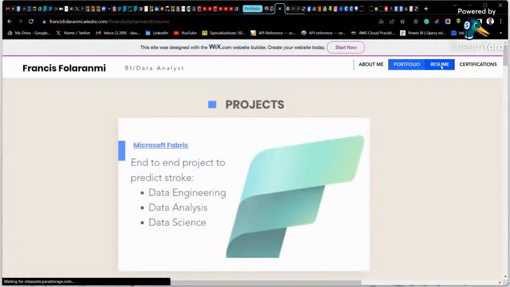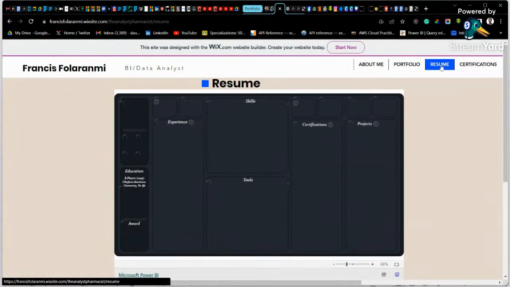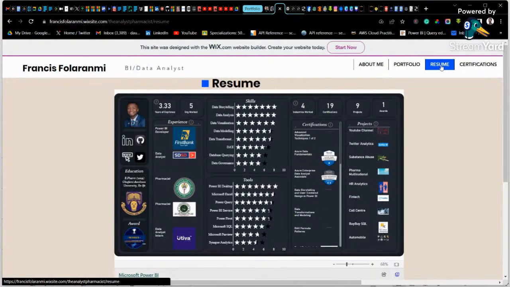One thing about this resume is this: he built his resume with Power BI. One thing I love about this file is he built his resume with Power BI. So he's showing the expertise, that he's capable of Power BI. Look, this fascinating version built with Power BI.